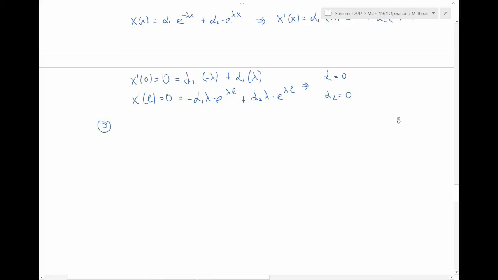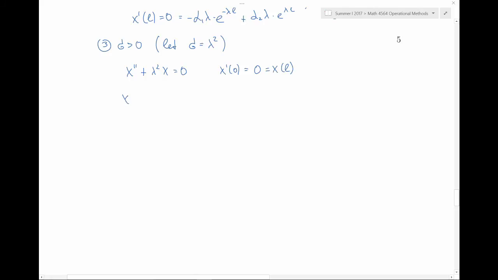Therefore, we must consider the last case, which is sigma being greater than 0. And again, just as before, we're going to assume that sigma is simply lambda squared. The differential equation now reads X double prime plus lambda squared X equals 0, with the boundary conditions being X prime should be 0 at both x equals 0 and x equals L. Solving the differential equation gives us the solution that X(x) must be alpha 1 times cosine of lambda x plus alpha 2 times sine of lambda x.